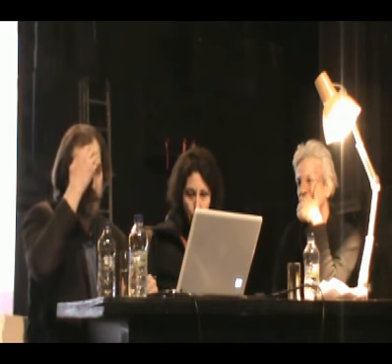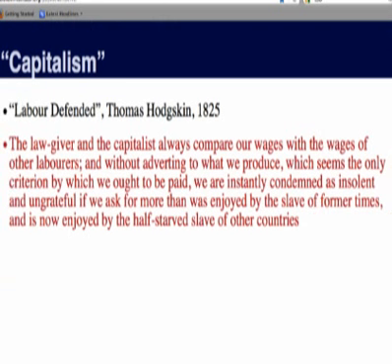They were defended by Thomas Hodgskin in 1825. "The lawgiver and the capitalist always compare our wages with the wages of other laborers and without adverting to what we produce, which seems the only criteria by which we ought to be paid." So Hodgskin here is one of the first people connecting what labor produces to how much it should be paid. And so this is beginning to develop concepts of surplus value, which was elaborated upon by Marx and others later on.